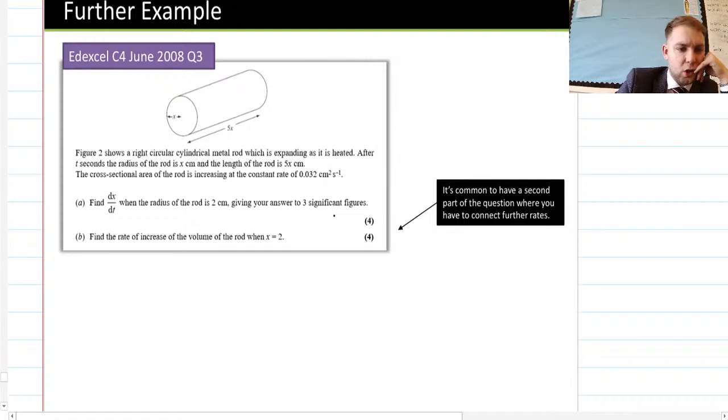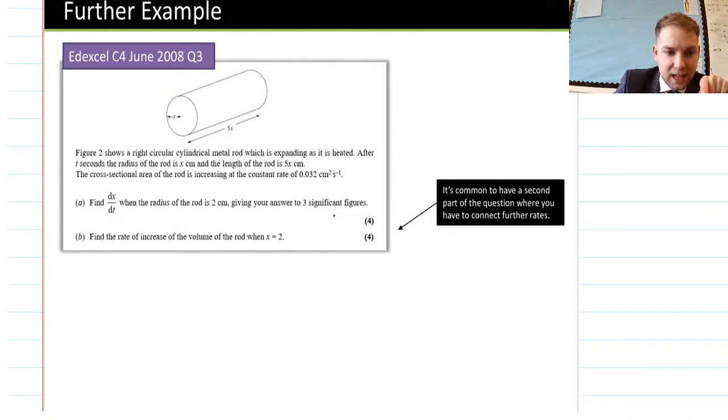So figure 2 shows a right circular cylindrical metal rod, well I can't say cylinder, which is expanding as it's heating. After t seconds, the radius of the rod is x and the length of the rod is 5x. The cross-sectional area of the rod is increasing at a constant rate of 0.03 centimeters squared per second.